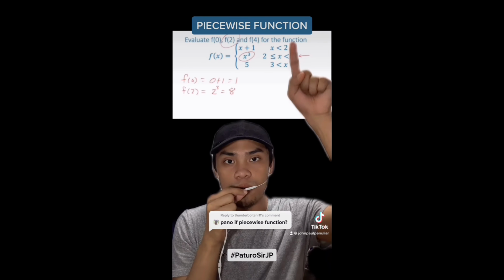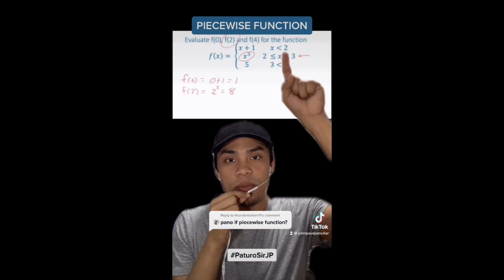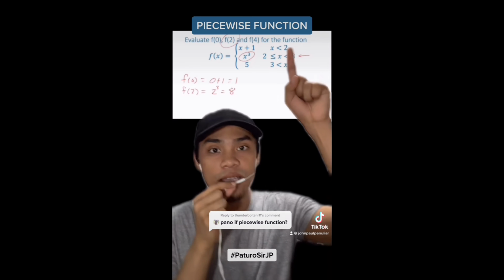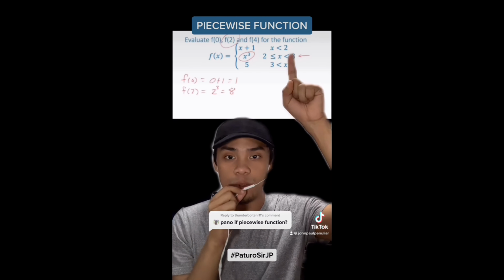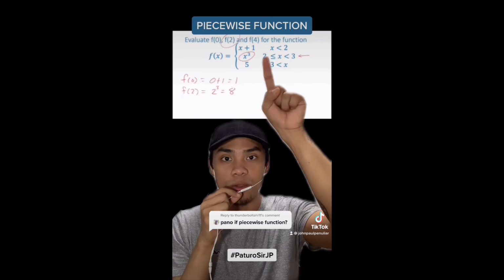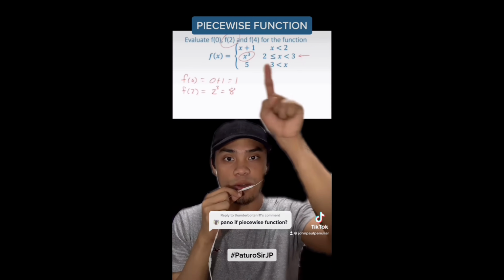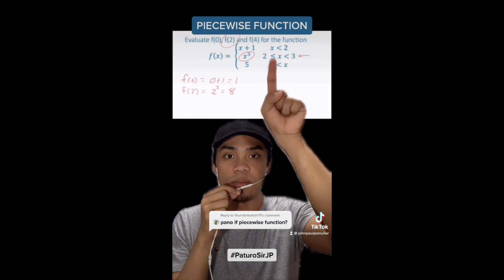Saan pasok dito yung f of 2? Dito sa una, hindi. Kasi sabi x less than 2, ibig sabihin lahat ng mas mababa sa 2, pero hindi kasama si 2. Kasi wala kang mga equal sign dun. So, dito yun papasok sa pangalawa. 2 less than or equal to x less than 3. Okay? Sa set kasi na to, di ba, kasali si 2, kaya nga may equal sign dun.